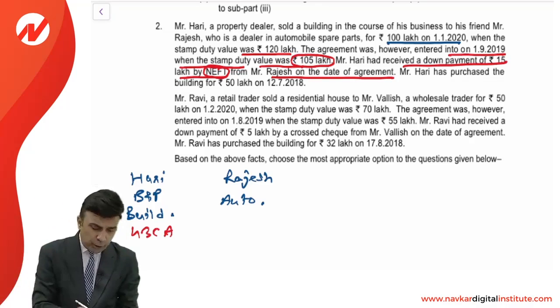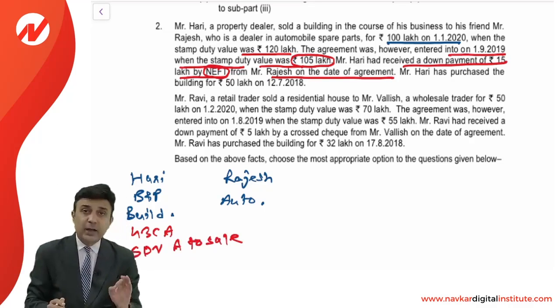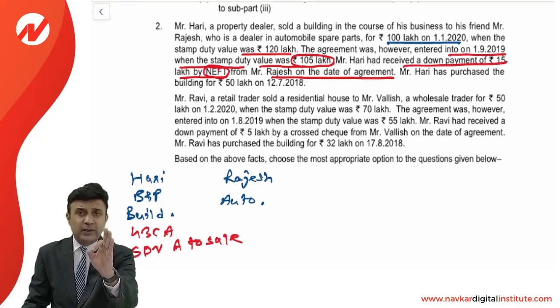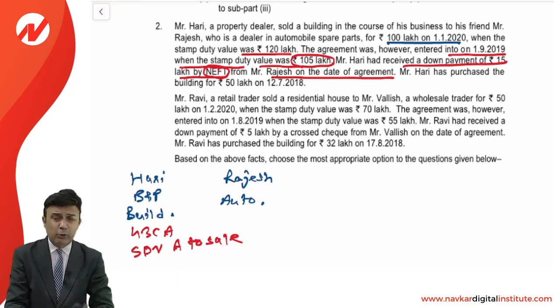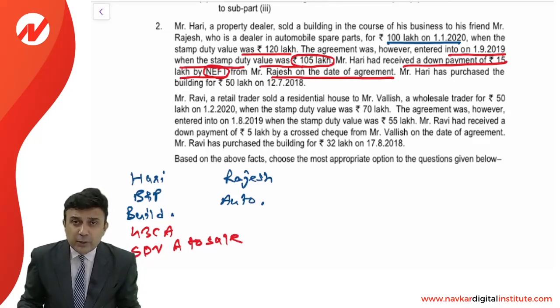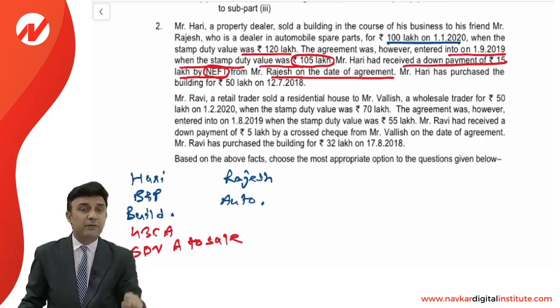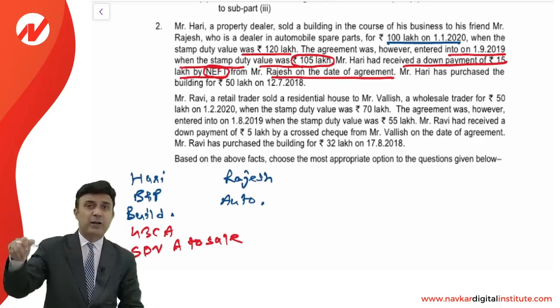Second question important would be the stamp duty value as on the date of agreement to sale, because if agreement to sale is entered, part or full consideration is received on or before the date of agreement to sale and it is received by any mode other than cash, then you can take the stamp duty value as on the date of agreement to sale. So I will take not 120 as my stamp duty value, but I will take 105 as my stamp duty value. Now important point is my actual sales price is 100, my stamp duty value is 105.